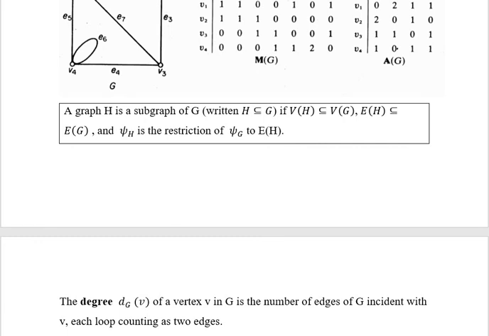Now, the degree of a vertex V in G, usually denoted as dG of V, is the number of edges of G incident with V, and each loop is counted as 2 edges.